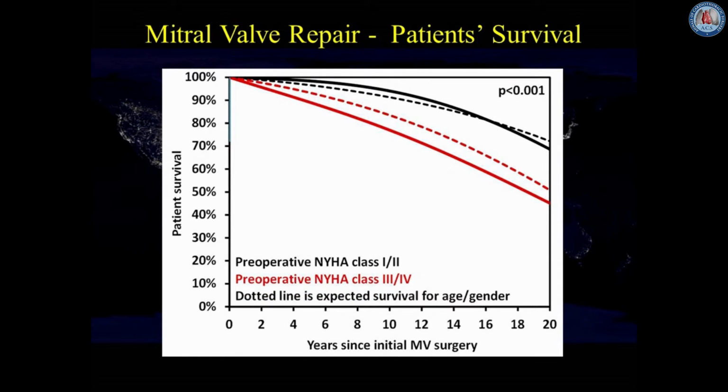Patients with low functional class, New York class 1 and 2, had the same survival as the population in general of Ontario. The patients with more advanced functional class did not live as long as the population in general, indicating that mitral valve repair did not restore lifespan to normal.